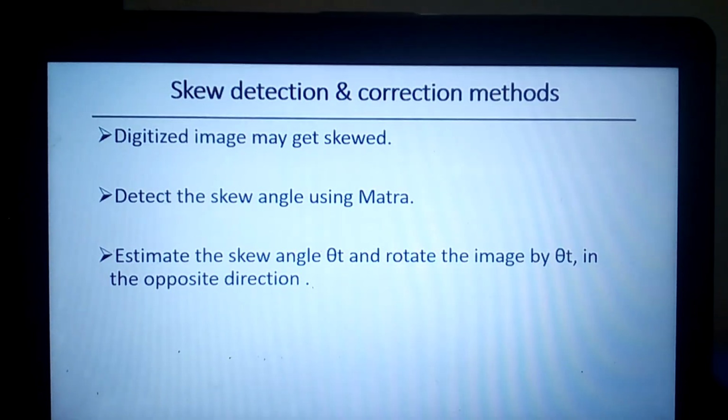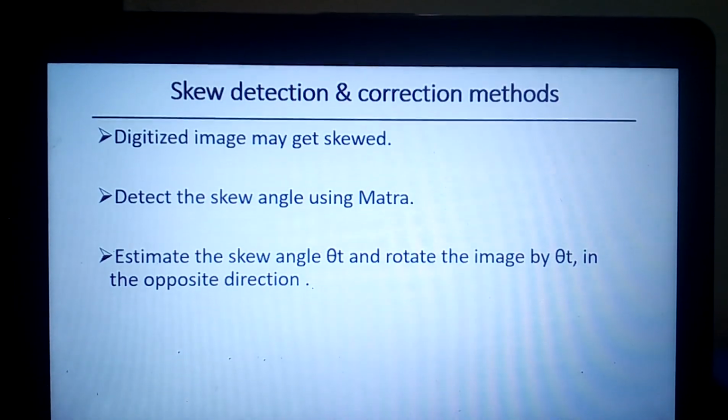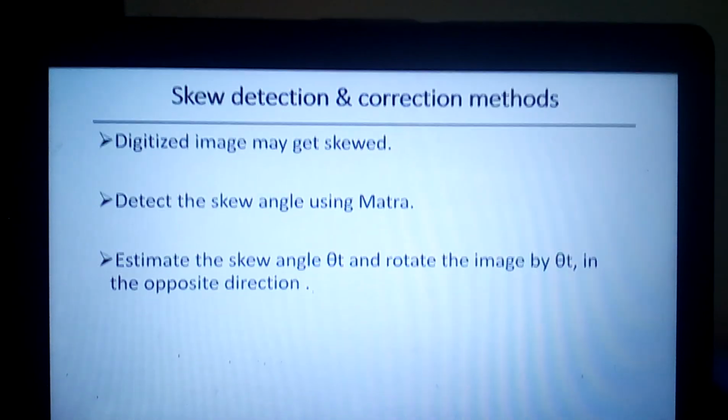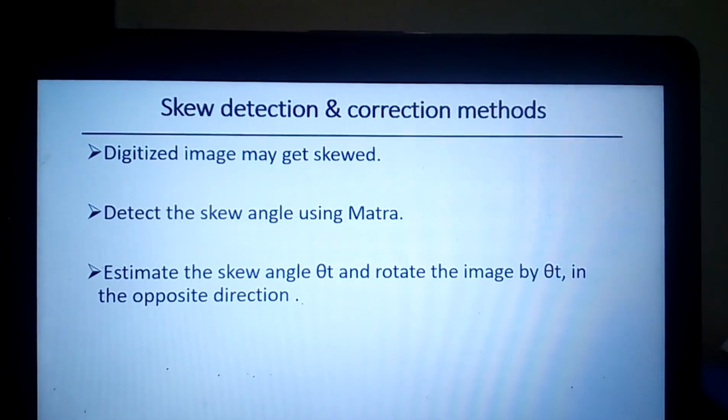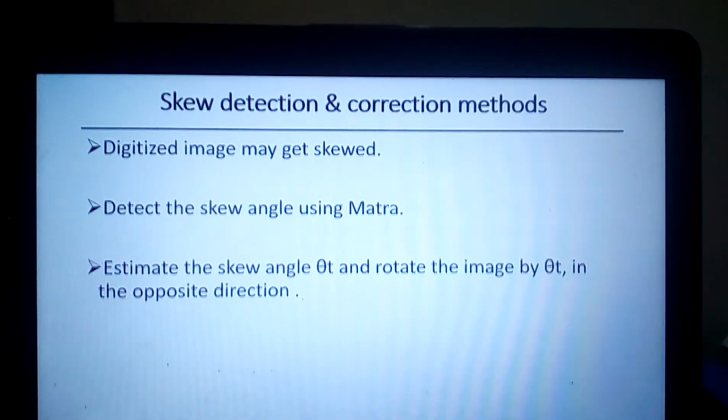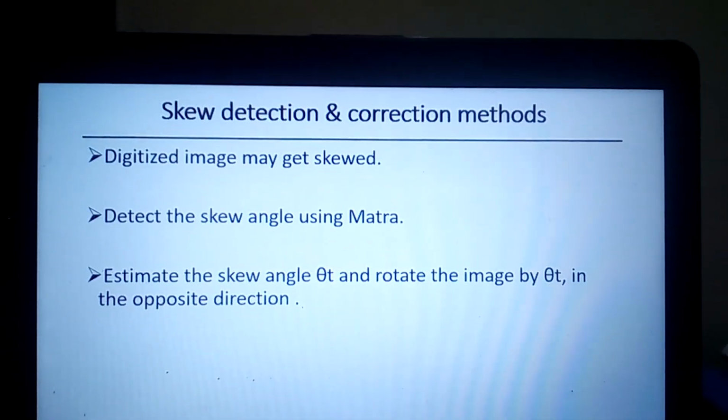Skew detection correction method. Sometimes our digitalized image may get skewed a bit, so we have to fix it anyhow. For this reason, first we have to detect the skew angle using the Matra line. Then we have to estimate the skew angle theta t and rotate the image by theta t in the opposite direction.